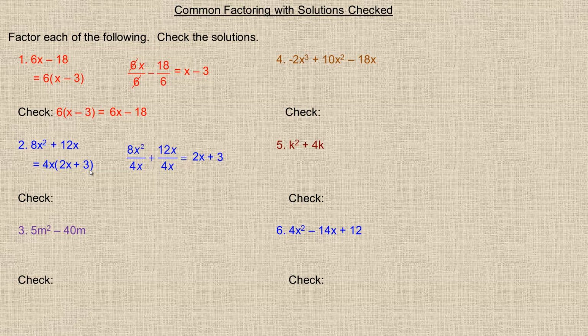So this is the factored form. And we can check it by expanding this out, 4x times 2x plus 3, and we should get the original expression. So 4x times 2x is 8x squared. 4 times 2 is 8.